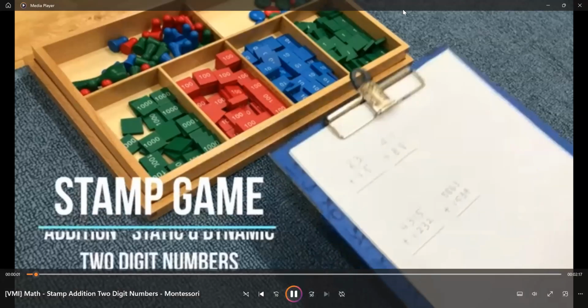So this helps us to learn both static and dynamic. We just did a 2-digit addition because it would be a little time consuming shuffling all of that. But you can do a 3-digit and a 4-digit addition of both static and dynamic using the stamp kit.